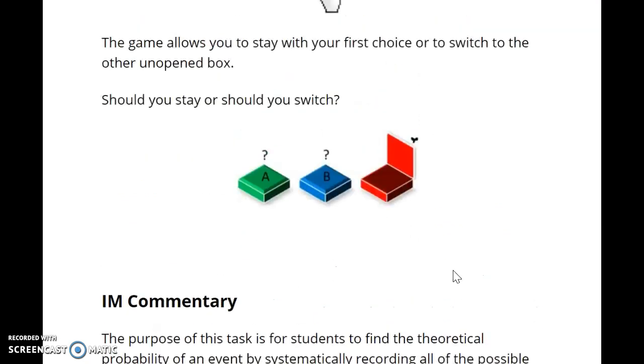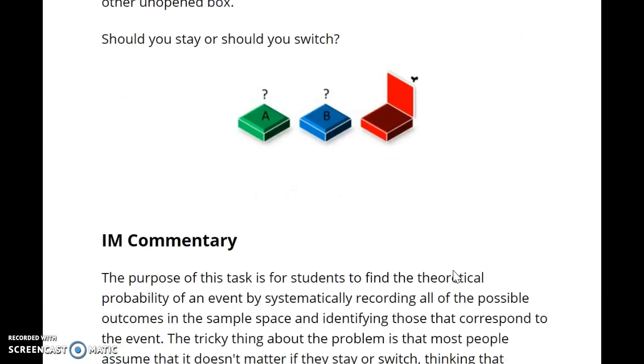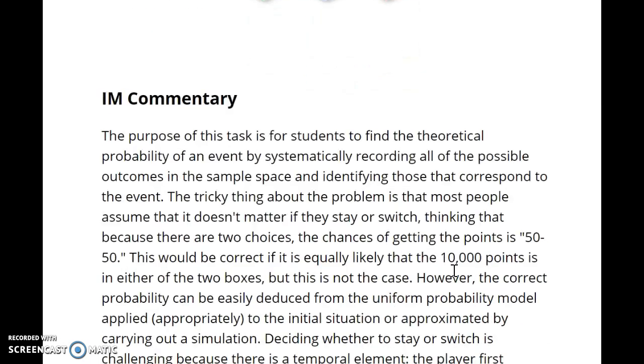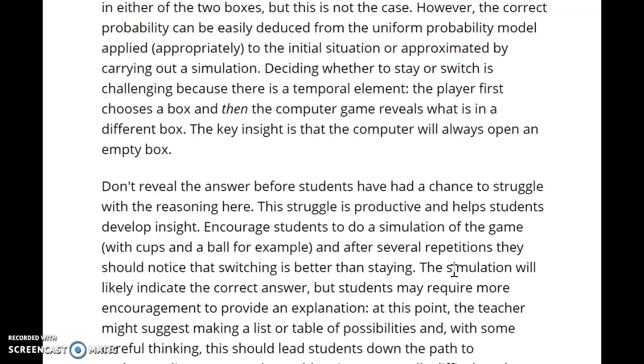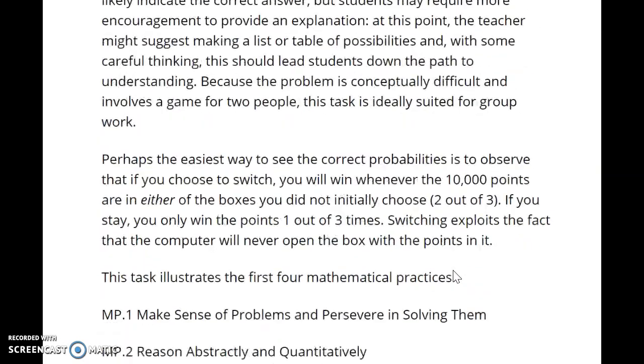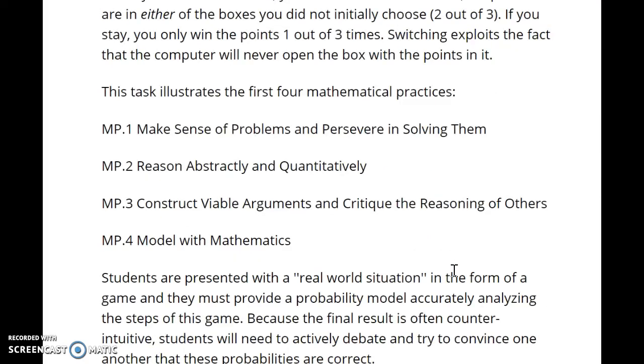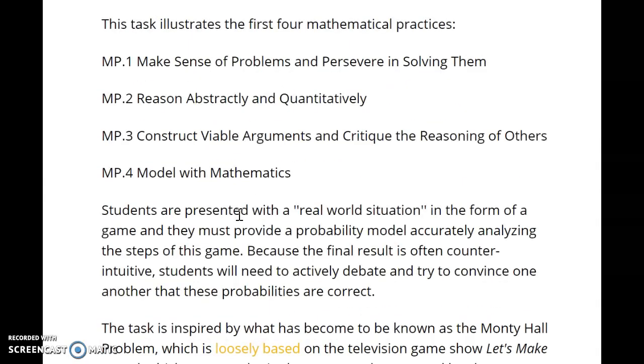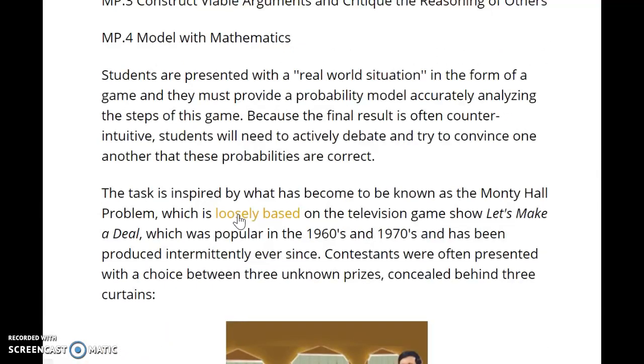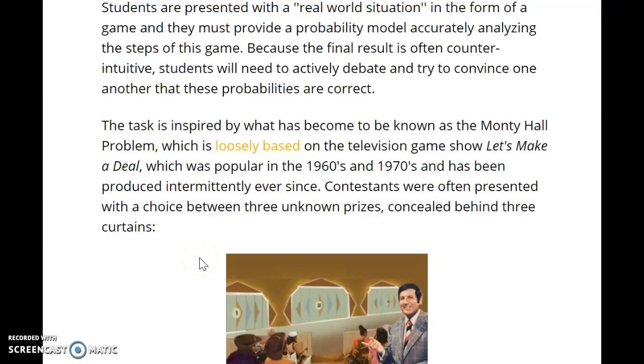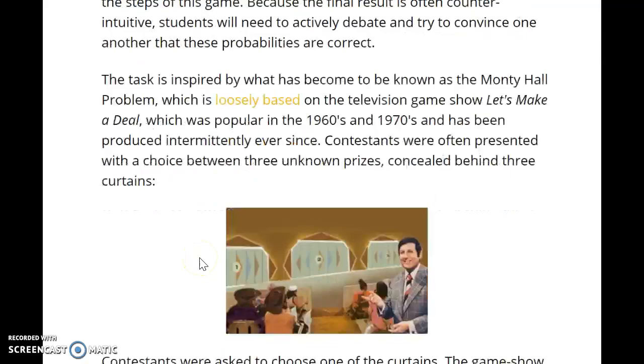So this is a really nice question to play with students and then have them grapple with the different possibilities. And then finally have them explain proof of their thinking and how they could make sense of this. And it's an awesome task. It covers 4 of the math practices: making sense and persevering, reasoning abstractly, constructing viable arguments, and modeling with mathematics. And it's also based on a real-world situation. It's based on the Monty Hall problem from the old television show Let's Make a Deal.